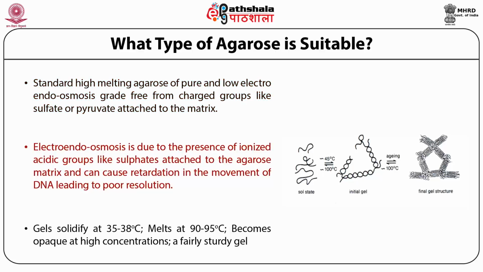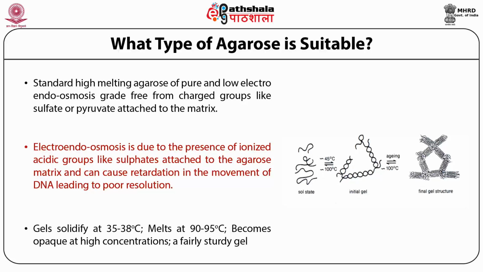Electroendosmosis causes retardation in the movement of DNA and arises due to the presence of ionized acidic groups like sulfates and methyl groups attached to the agarose matrix. These groups form positively charged counterions in the buffer solutions. These counterions then migrate towards the negative electrode.